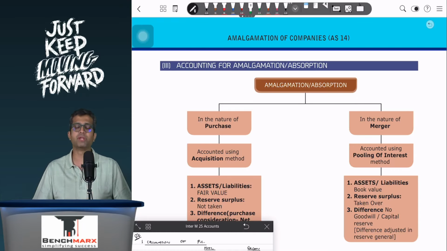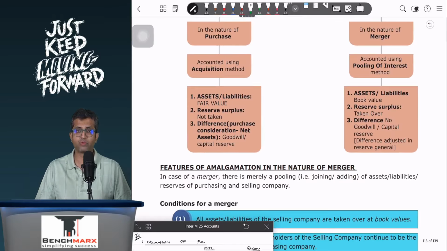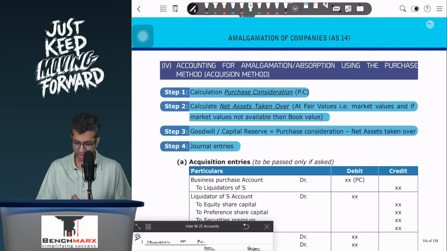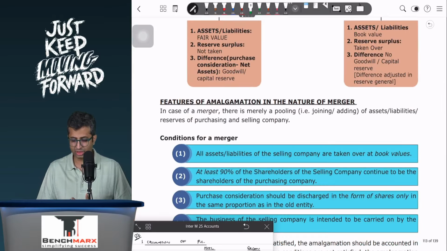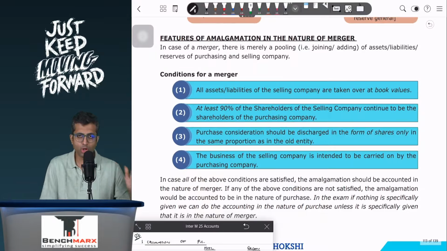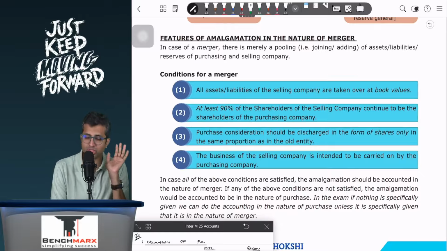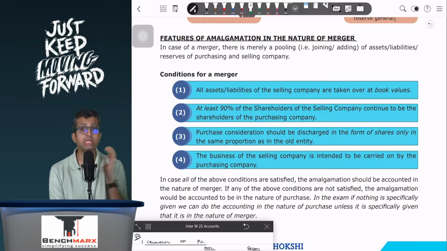So how would we figure that out? Well, there are around 4 conditions which are given for accounting something as amalgamation in the nature of merger, and if these conditions are satisfied, then it is amalgamation in nature of merger. But if they are not, then this should be treated as amalgamation in nature of purchase. Now the problem is, in most of the questions, the institute will not tell you whether it is amalgamation in nature of merger or in the nature of purchase.